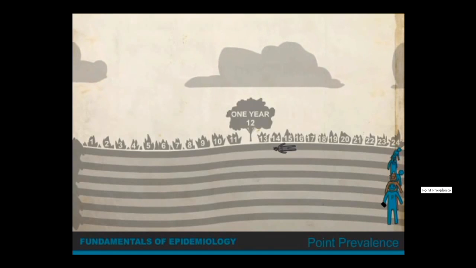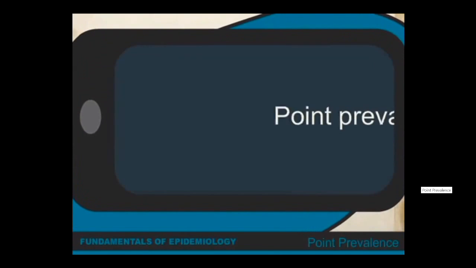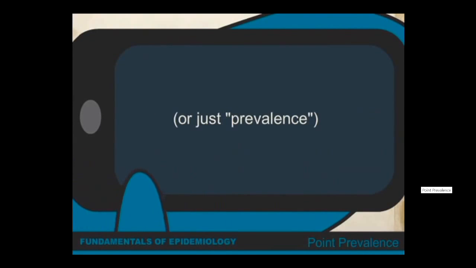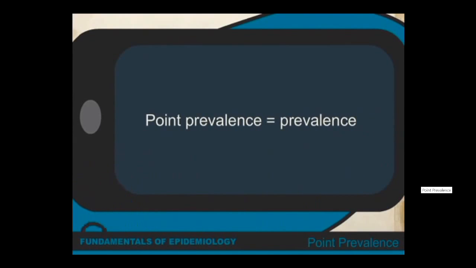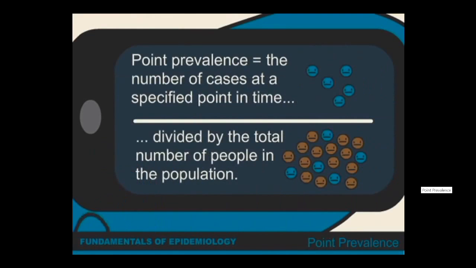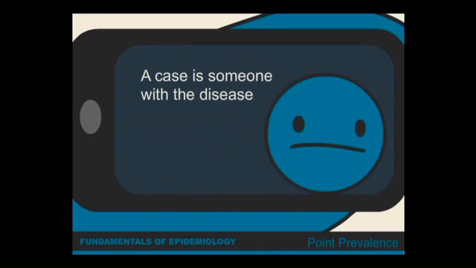Now the first concept is point prevalence. Often this is just termed prevalence, and if the simple term prevalence is used in epidemiology, we can assume that point prevalence is what is meant. Point prevalence is the number of cases at a specified point in time divided by the total number of people in the population. A case is someone with the disease, in our case, diabetes.